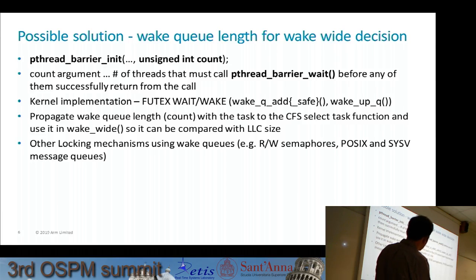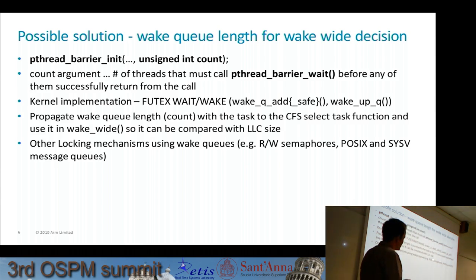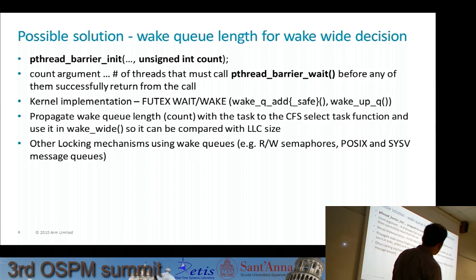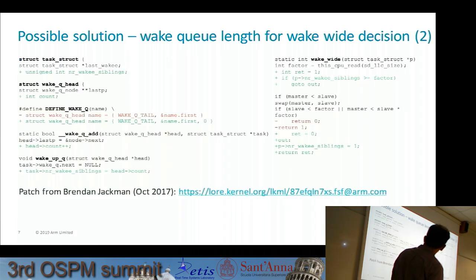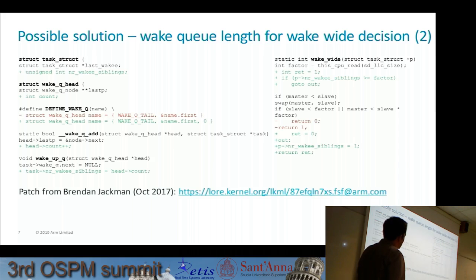So there are others, but on an Android system 4.9, you can see that based on this, read-write semaphores also show this kind of behavior. And obviously we don't have POSIX or System V message queues on Android, but I guess they would show you the same kind of behavior. So the implementation we have for this is pretty simple.